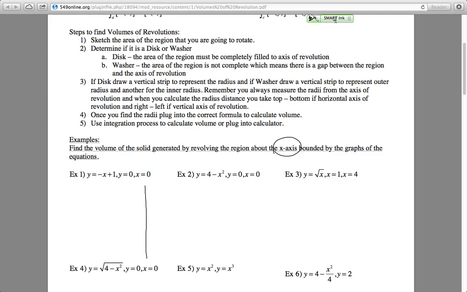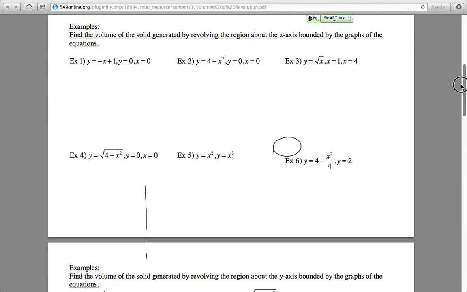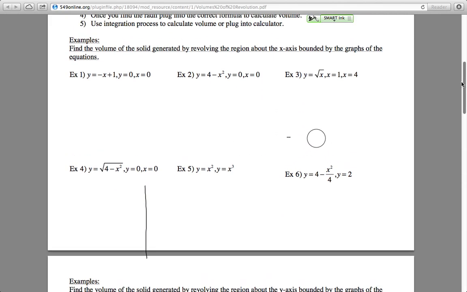I'm going to scroll up a bit. You can look at your steps, can't you? Step 1, sketch the region. Step 2, figure out if it's a disc or washer. Then draw your vertical strip or horizontal strip based on the axis of revolution. Since we're rotating around the x-axis, it's going to be all vertical strips.